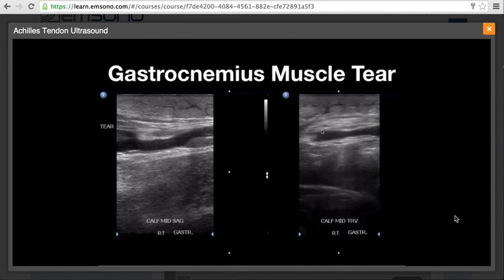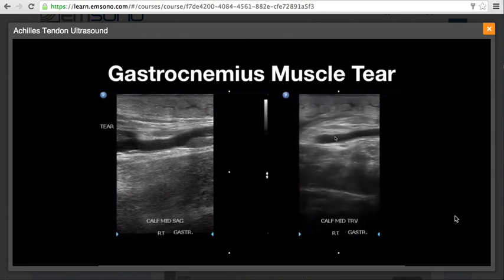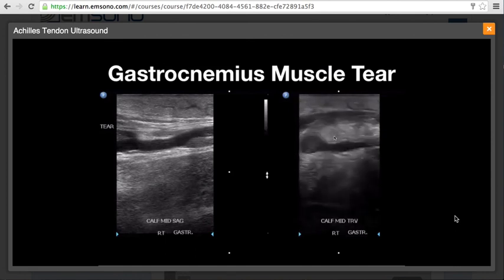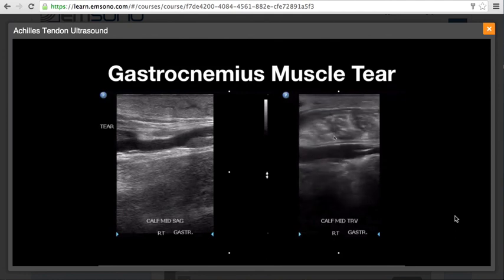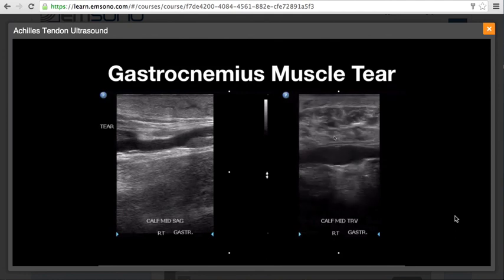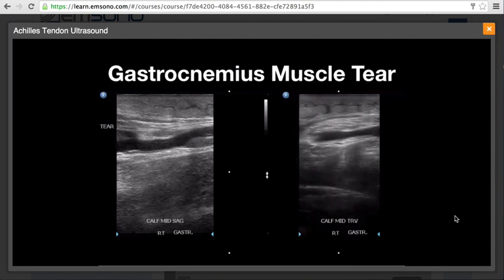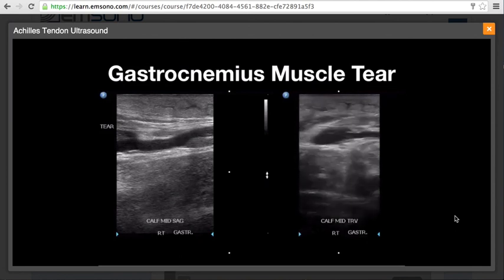And here's a transverse view. Again, you can see the free fluid here. And now we're moving up into the calf muscle. So this is a patient with a gastroc muscle tear, not an Achilles tendon rupture.